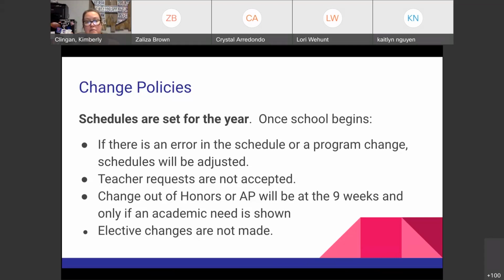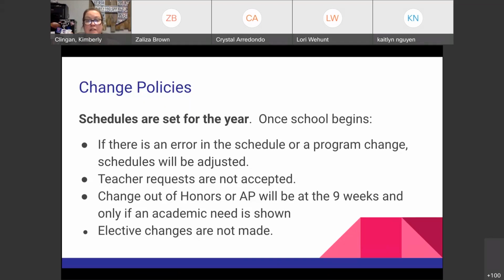Another class that won't be changed is a change from honors to AP. That's only at the 9 weeks and only if an academic need is shown. Academic need means that there's a failure or an almost failure and the student's been attending tutorials regularly and there have been conferences and there's been all kinds of things and it's an inappropriate placement at the 9 weeks.